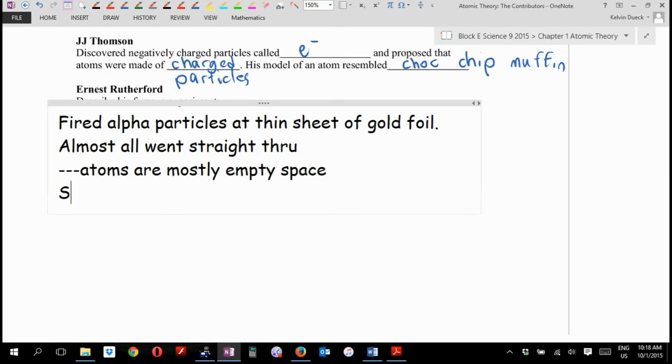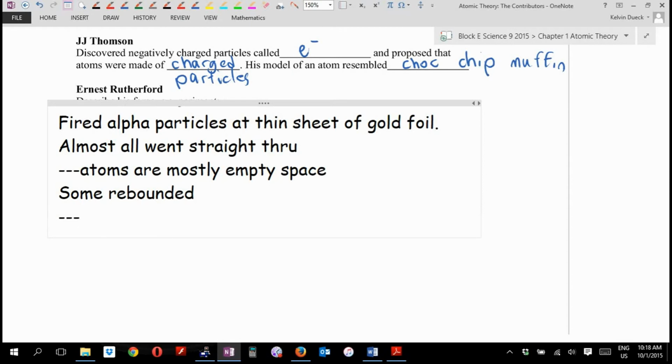But then we had some that were, you know what? Deflected is the fancy science word. Bounced. Rebounded. That's a better word. That's also not much writing. Rebounded. Some rebounded at angles, but a few rebounded like straight back, which is what really got his attention. Conclusion.